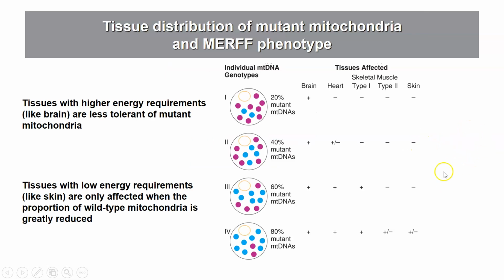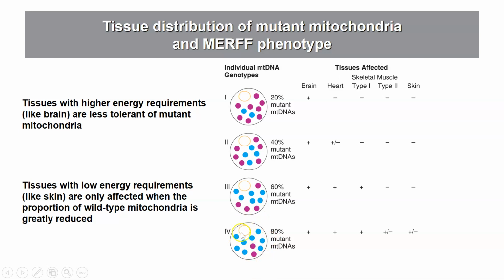This last slide here shows the different tissues that are affected by MERRF. And remember, MERRF is going to have mitochondria that are producing less ATP, or at least producing it less efficiently. So MERRF produces symptoms in the central nervous system, the heart, skeletal muscle of two different types. Type 1 is more ATP demanding than type 2, and in skin. And then this is showing along the left individuals that differ with respect to the percent of mutant mitochondrial DNA.